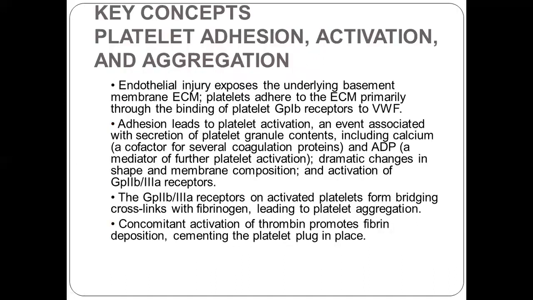So, key concepts about platelet adhesion, activation, and aggregation. Endothelial injury exposes the underlying basement membrane, the ECM. Platelets adhere to extracellular matrix primarily through binding of platelet GP1b receptor to von Willebrand factor. Adhesion leads to platelet activation, an event associated with secretion of platelet granule contents, including calcium, a cofactor for several coagulation proteins, and ADP, a mediator of further platelet activation. There is a dramatic change in shape and membrane composition and activation of the GP2b3a receptor. The GP2b3a receptor on activated platelets forms bridging cross-links with fibrinogen leading to platelet aggregation. Concomitant activation of thrombin promotes fibrin deposition, cementing the platelet plug in place.